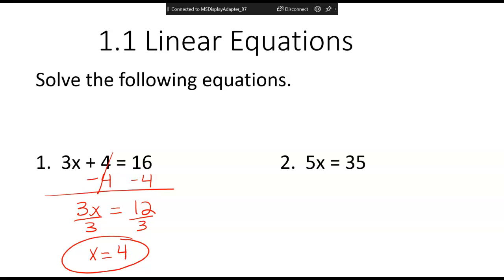And how would we check? If we wanted to, how could I check? Plug the 4 in for the x. As long as it makes a true statement in that original equation, then we are good to go, and we know we have the correct answer. Am I going to make you check it? No. But if you want to make sure you have it correct, yes, you can.